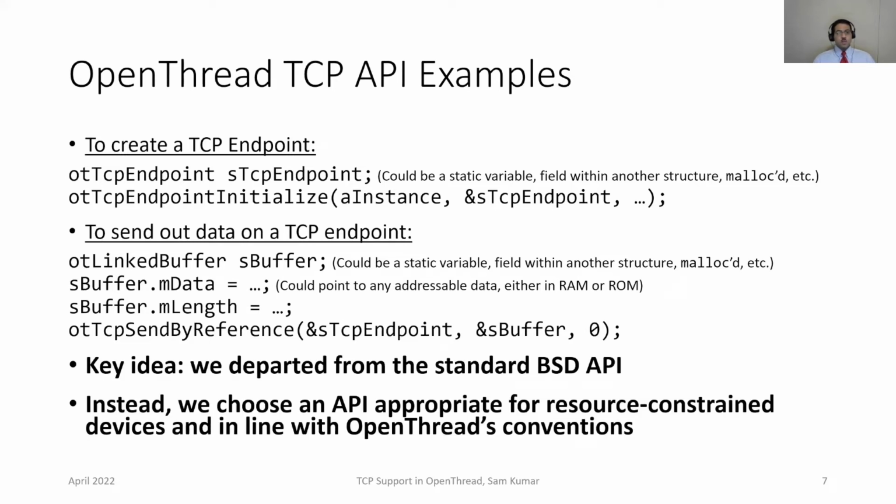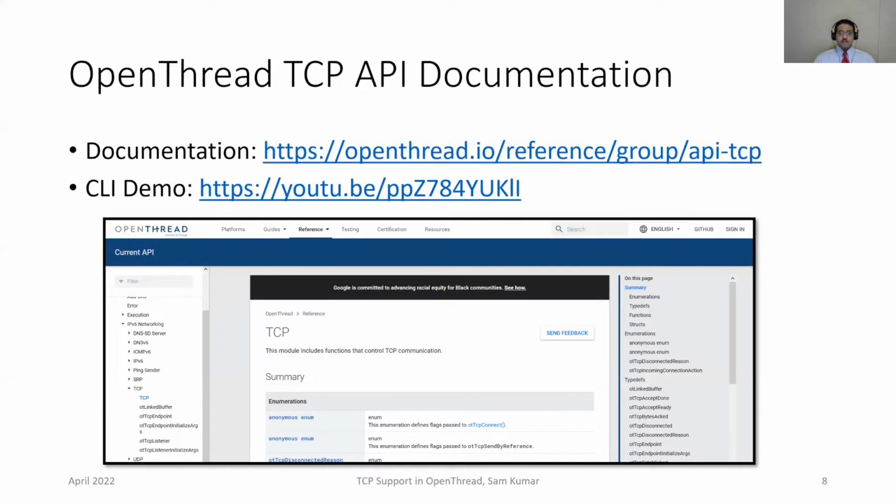Again, the overall takeaway here is that we departed in meaningful ways from the standard BSD API and instead chose an API appropriate for resource-constrained devices and in line with OpenThread's conventions. As I said, all this is in OpenThread, and in fact, you can see the official documentation on the OpenThread website at the first URL.